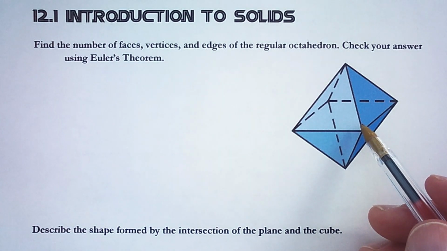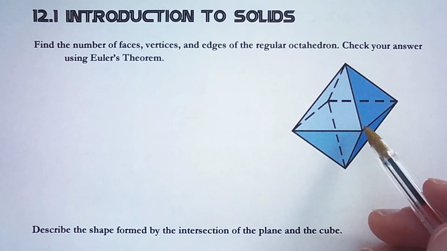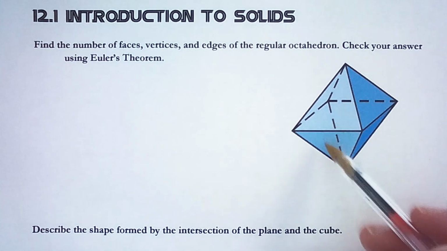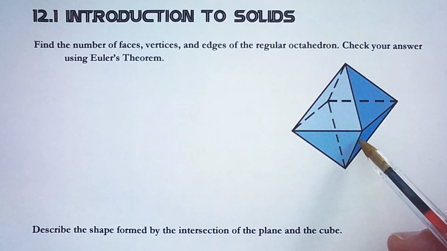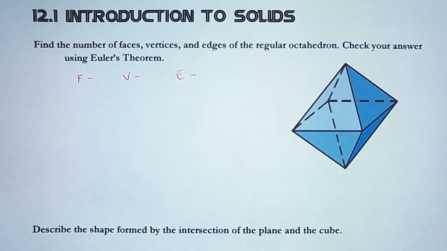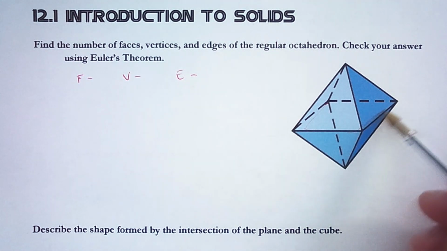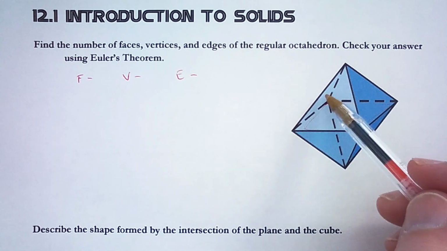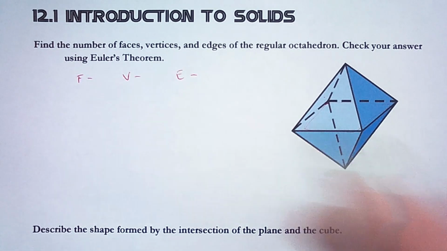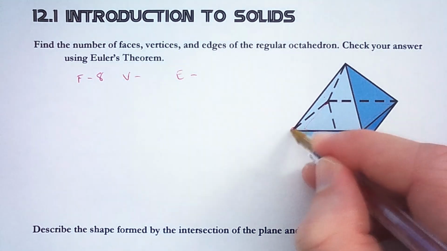Now on this figure here, we are going to find the number of faces, vertices, and edges. This is a regular octahedron, so this is one of the Platonic solids, one that I didn't have to show you before. Okay, so we'll find faces, vertices, and edges, and then we will check our answer to make sure it fits into Euler's theorem. The number of faces: this right here doesn't count because it's not on the surface. So it's going to be the 4 triangles around the top and the 4 triangles around the bottom that are on the surface. So it has 8 faces.